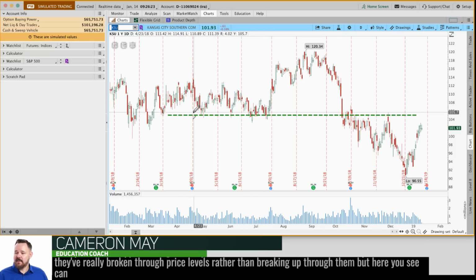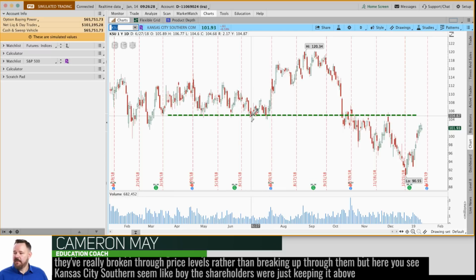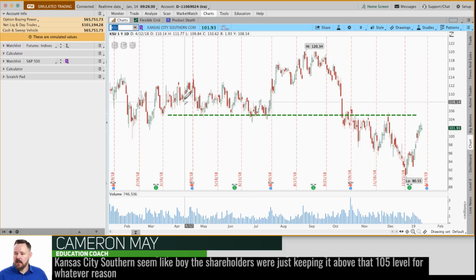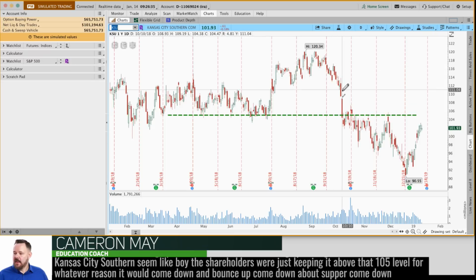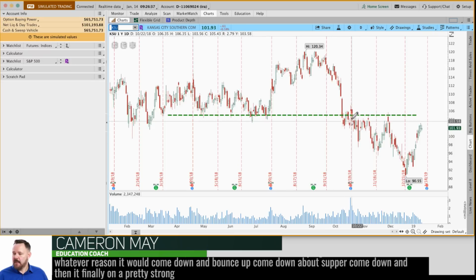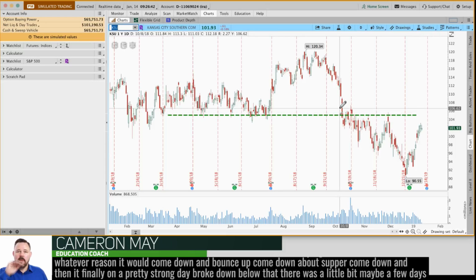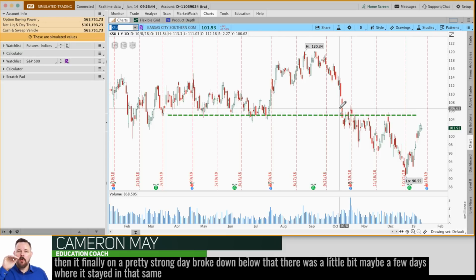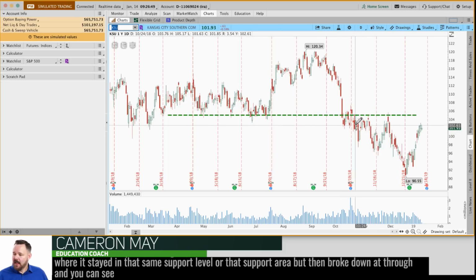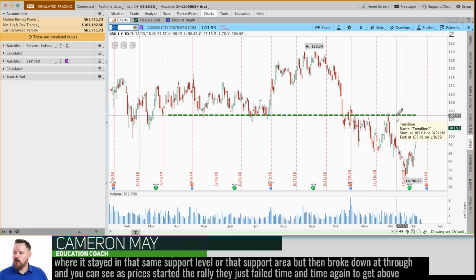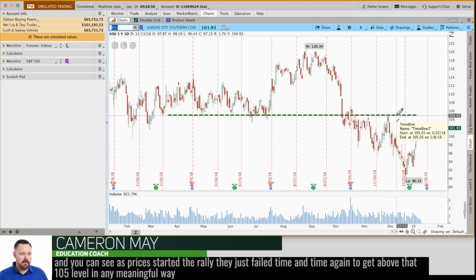But here you see Kansas City Southern seemed like, boy, the shareholders were just keeping it above that 105 level for whatever reason. It would come down and bounce up, come down and bounce up, come down and bounce up. And then it finally, on a pretty strong day, broke down below that. There was a little bit, maybe a few days, where it stayed in that same support area, but then broke down and through. And you can see as prices started to rally, they just failed time and time again to get above that 105 level in any meaningful way.